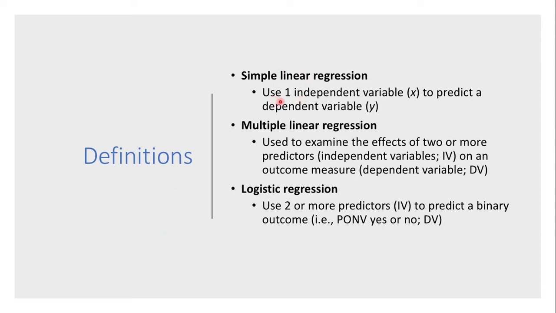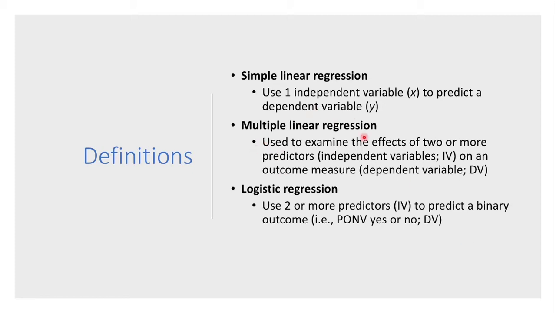Simple linear regression uses one independent variable to predict a dependent variable. Multiple linear regression is used to examine the effects of two or more predictors or independent variables on an outcome measure or dependent variable. And these are on continuous scales. Logistic regression uses two or more predictors to predict a binary outcome. Like, for example, did they vomit, yes or no?